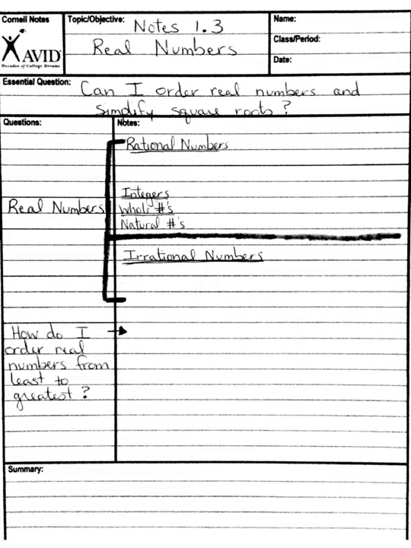So we're going to go ahead and look at notes 1-3 for Algebra 1, and we're looking at real numbers here. And our essential question is, can I order real numbers and simplify square roots? So first of all, I have a little graph set up here, and I want you to know that all of these examples I'm going to give you are real number examples, okay?